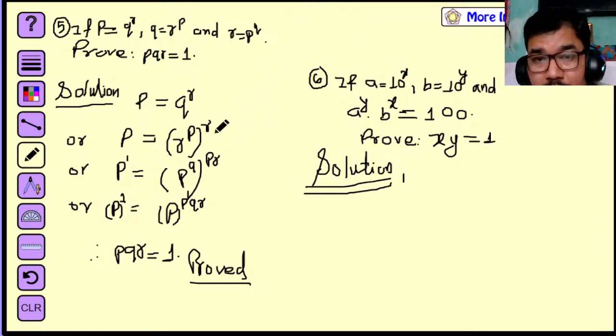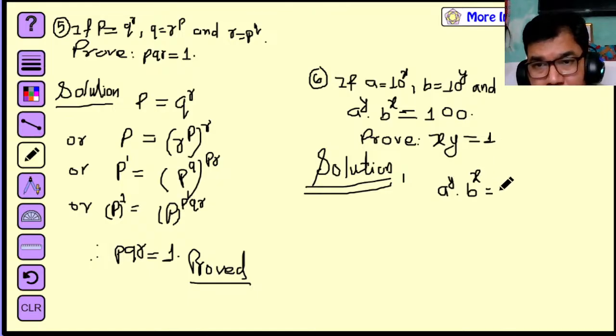For this question, first of all, let's put the third one given here. What is given in the third one? There is given a to the power y into b to the power x, equals 100.